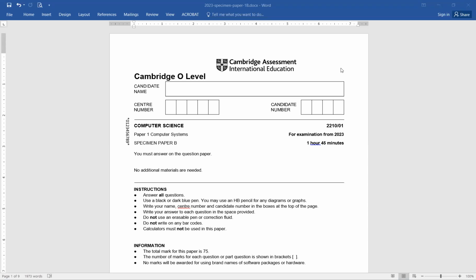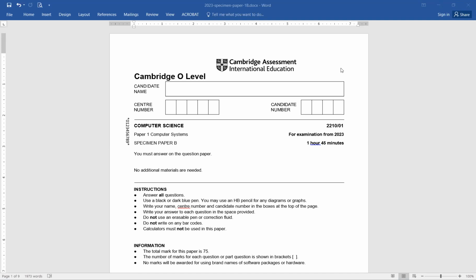In our paper 1, you have to attend all the questions. We are asked to use a black or a blue or a dark blue pen. You may use a pencil, an HB pencil, for drawing the diagrams or any graphs. You have to write down your name, center number and candidate number in the boxes that are provided at the top of each page. You have to answer in the given space.